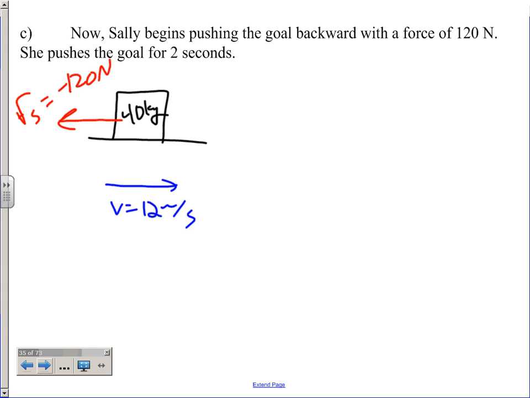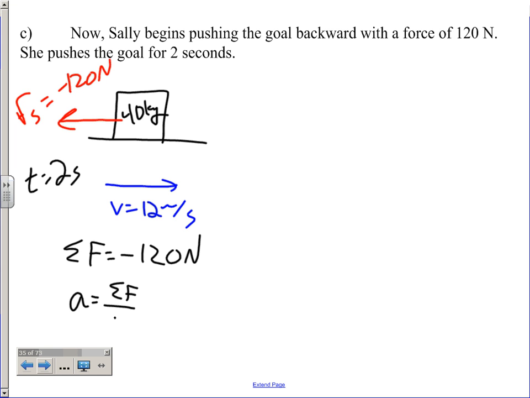So let's do this. Our net force now is negative 120 newtons, right? Oh, I forgot to write down the time is 2 seconds, right? So let's find our acceleration. It's net force over mass, negative 120 newtons over 40 kilograms. Divide it out, and you get negative 3 meters per second squared. All right. So what does that mean? That means every second the velocity is going to decrease by 3.